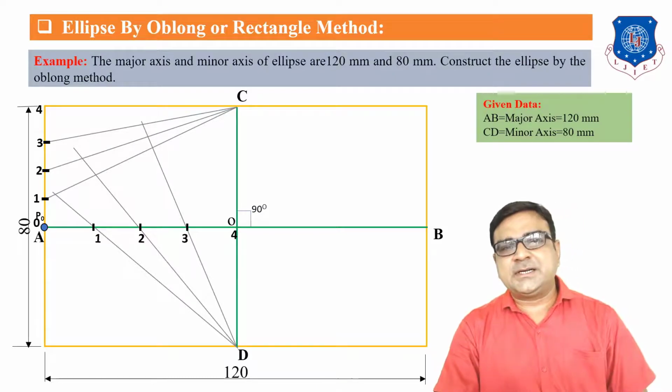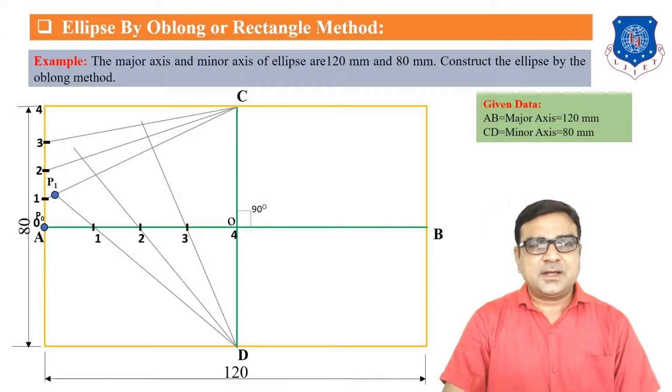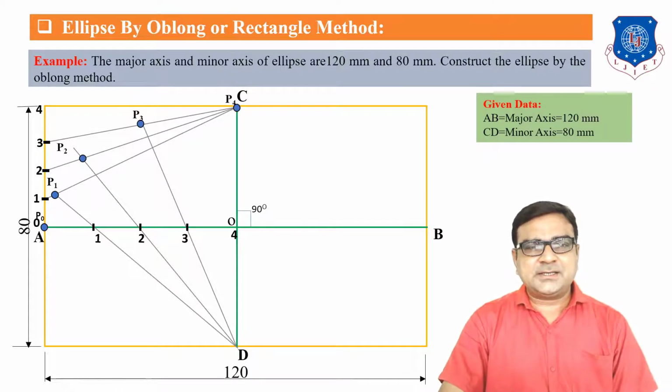Here A, B, C, D are actually 4 points of the ellipse. Another point is obtained by intersecting C1 and D1, which is P1. C2 and D2 intersect at P2. C3, D3 intersect at P3. And C is obviously a point of the ellipse. So in this rectangle, one quadrant gives 4 to 5 points. If you join all these points, you will get the ellipse. You can apply this method in the remaining 3 quadrants also.